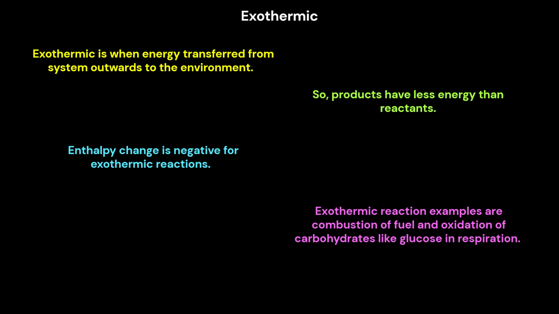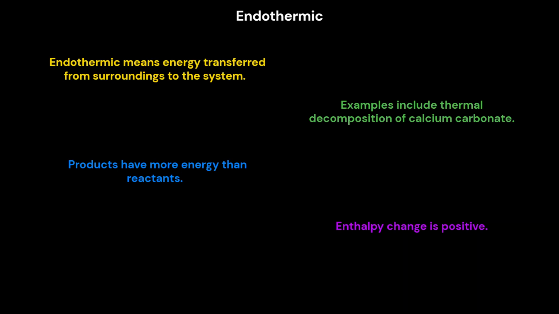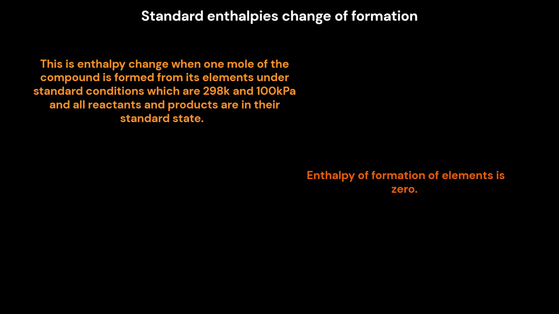Exothermic reaction examples are combustion of fuel and oxidation of carbohydrates, like glucose in respiration. Endothermic means energy is transferred from the surroundings to the system. Examples include thermal decomposition of calcium carbonate. Products have more energy than reactants. Enthalpy change is positive.